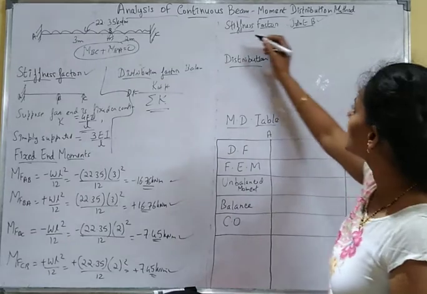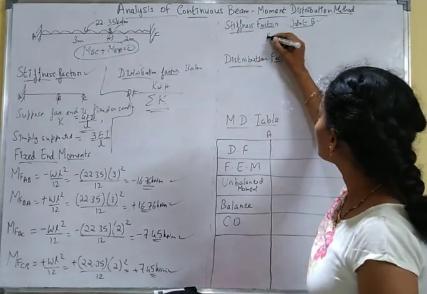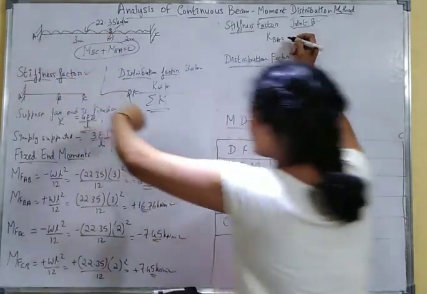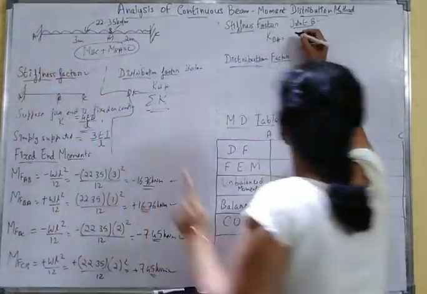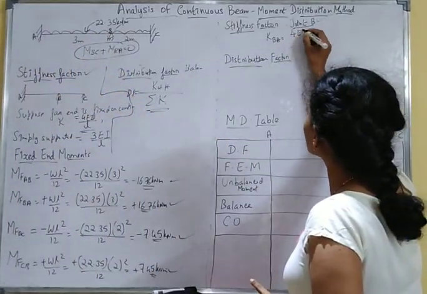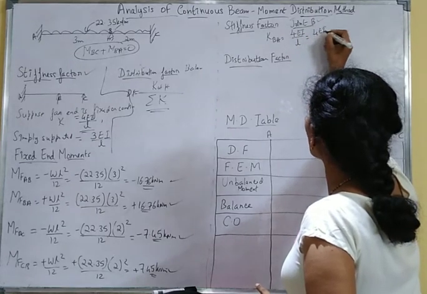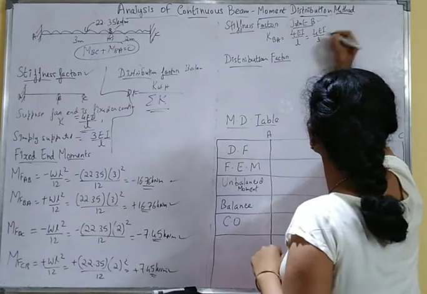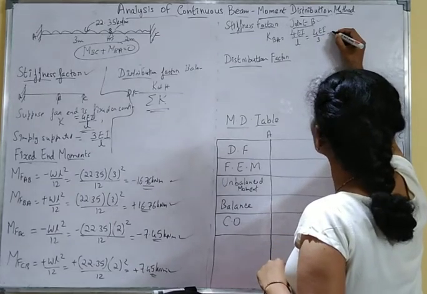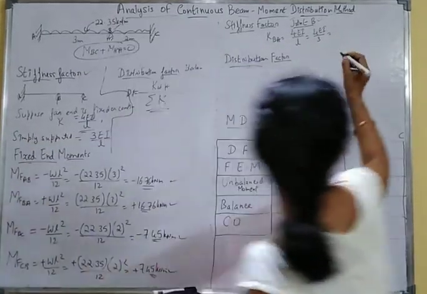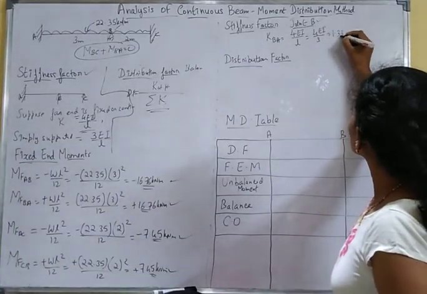So here you see joint B. KBA at this joint: here it is a fixed support, so it is nothing but 4EI by L. So 4EI by L, with L equal to 3 meters, find out: 4 by 3 is nothing but 1.33 EI.